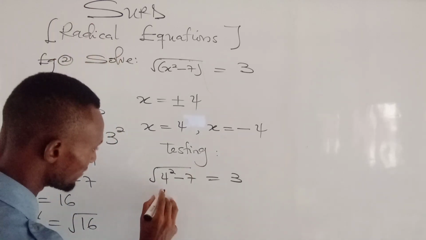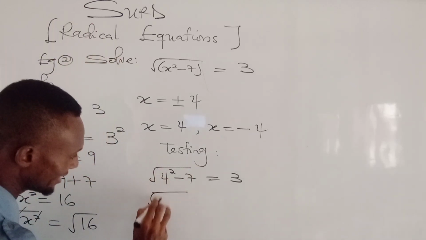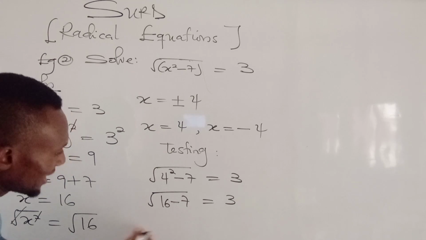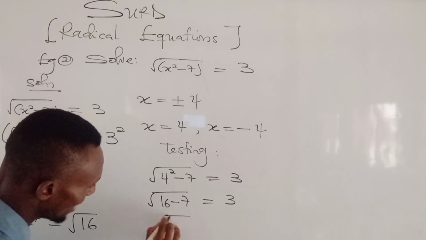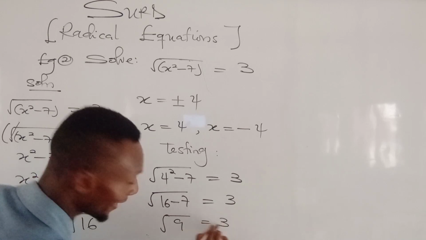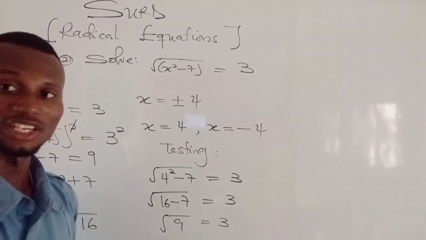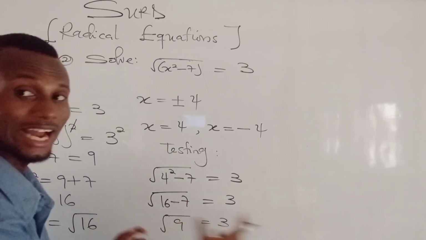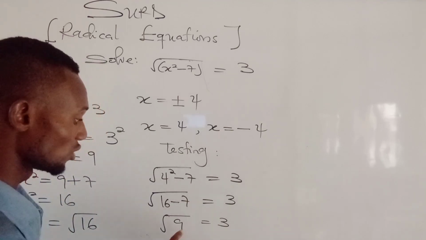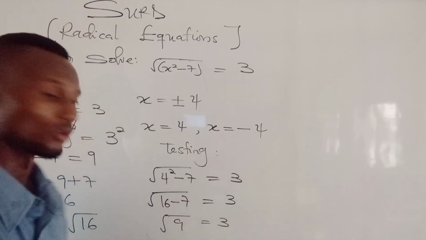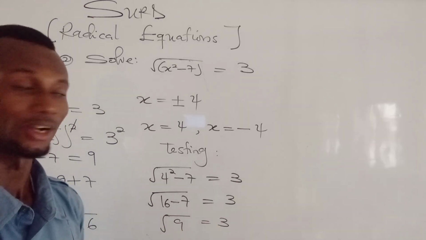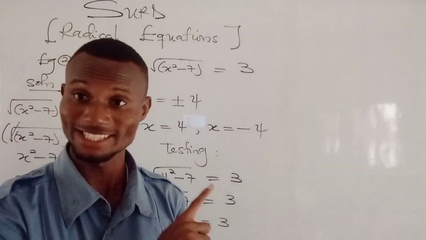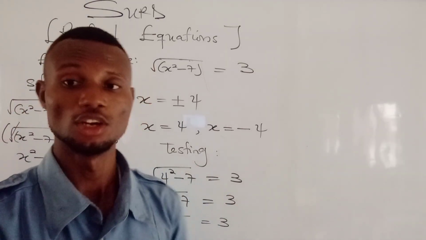So let's simplify further. I have my square root of 4 squared, which is 16, minus 7, should give us 3. Now 16 minus 7 gives us 9. So I'm going to get square root of 9 should give us 3. You can all agree with me that square root of 9 gives 3. So you can see that you are getting both sides of the equation to have the same value, because you get 3 here equal to 3, which is here, because square root of 9 is equal to 3. So it means s is equal to 4 satisfies the equation, so s is equal to 4 is a solution to the given equation.